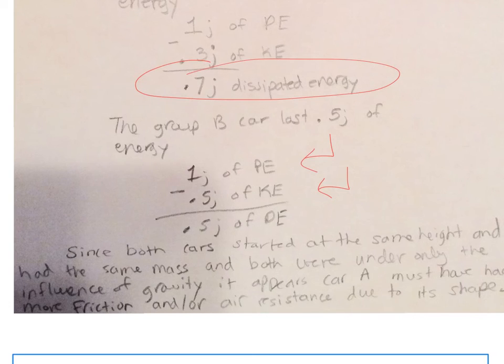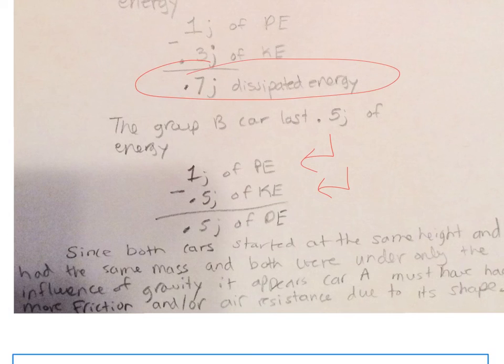And how would that happen? Well, probably because car A's shape either had more air resistance pushing back on it, so there was more rubbing between the air and the car, which would result in a lot of energy being converted to heat and sound, or it could have been something to do with the friction between the wheels and the ramp itself. So you saw a lot of this with your balloon cars, right? That the design of your car affected the amount of friction that the car experienced. Now we're just looking at it from the viewpoint of energy instead of the viewpoint of force.